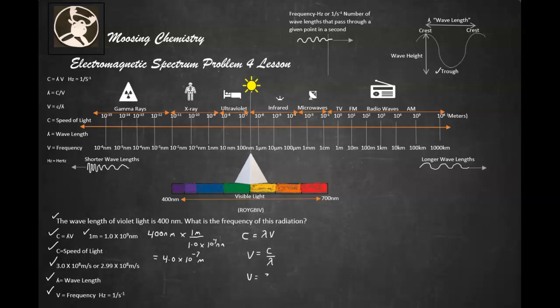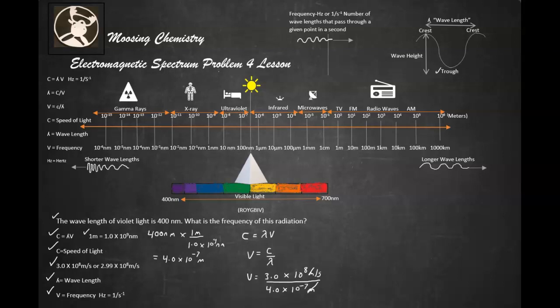V equals 3.0 times 10 to the 8 meters per second divided by our wavelength, which was 4.0 times 10 to the negative 7 meters, right? So this is going to give us the bottom 4.0 times 10 to the negative 7 meters. Now watch what happens. The meters will cancel out.